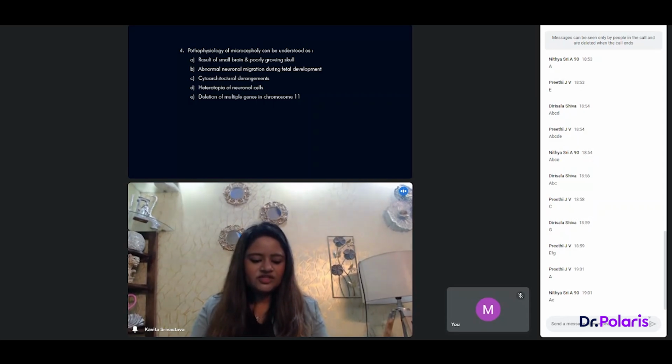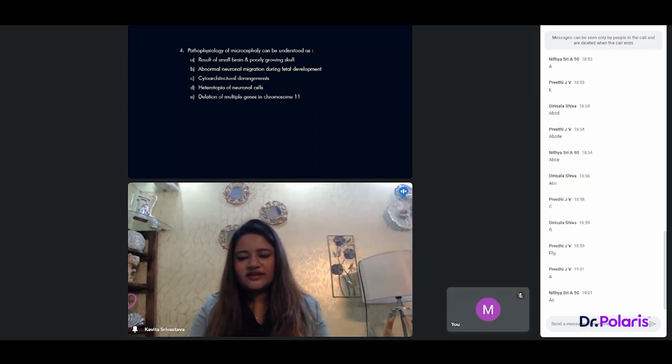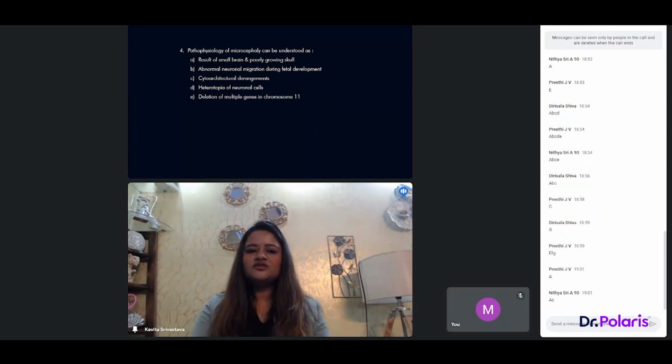But deletion of the genes in chromosome 11. If chromosome 11 was the only cause that could result into microcephaly, we would have by heartily remembered the name of the syndrome. So chromosome 11 is nothing to do with this type of disorder. So all the options A, B, C and D are correct. Last option has just been given to confuse you. There is no syndrome which is classically known to be causing microcephaly due to problems in chromosome number 11. Okay.